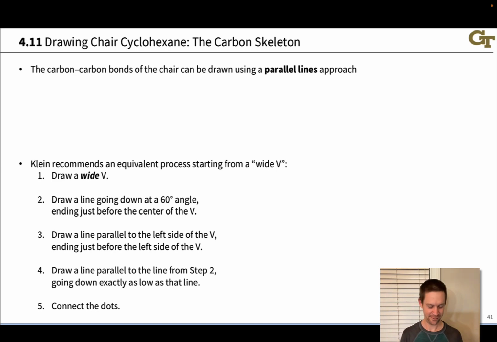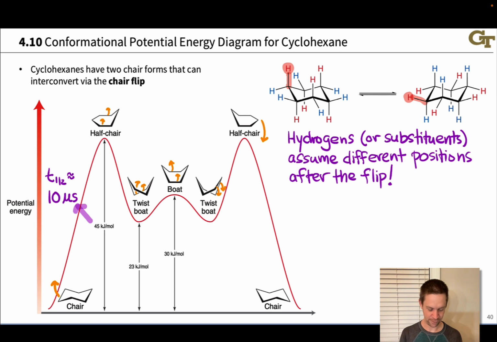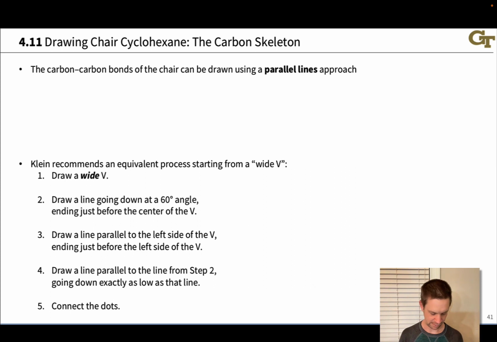And it takes advantage of this idea that if we look at chair cyclohexane, there are parallel lines that are built into the structure. This carbon-carbon bond is parallel to this carbon-carbon bond. And this bond is parallel to this bond. And this bond is parallel to this bond. And so, provided you start with a slanting line and draw kind of a wide V shape for the second line, you can use this parallel lines idea to draw all 6 carbon-carbon bonds of cyclohexane relatively easily.